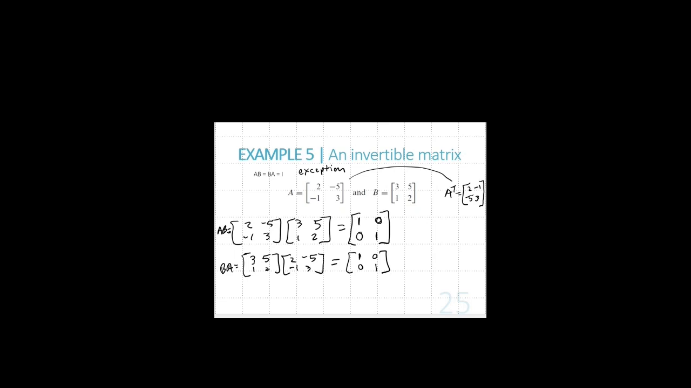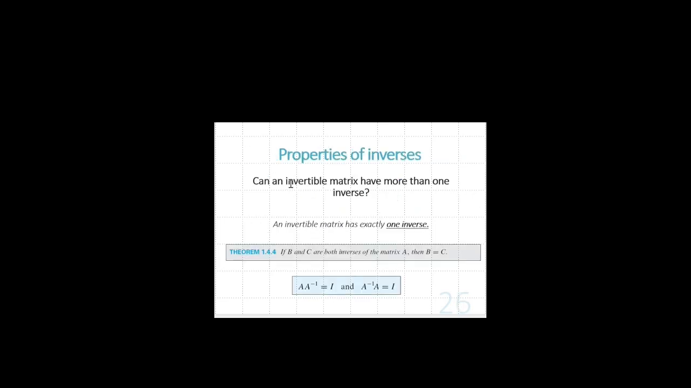Okay. So here we have, can an invertible matrix have more than one inverse? Here's another thing you're going to want to commit to memory. No, if it's an invertible matrix, it has exactly one inverse. So you know how before we had reduced row echelon form and we said, well, there could be many row echelon forms leading up to that point. But in this case, there is only one inverse for an invertible matrix. So that leads to this theorem. If B and C are both inverses of the matrix A, then that's going to mean that B equals C, because that matrix A can only have one inverse.